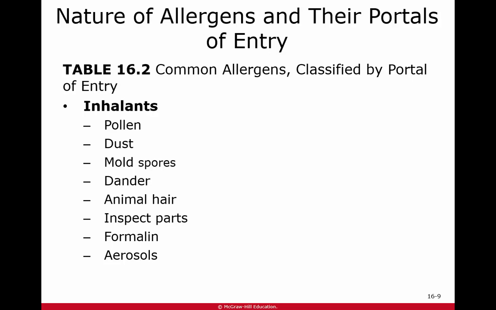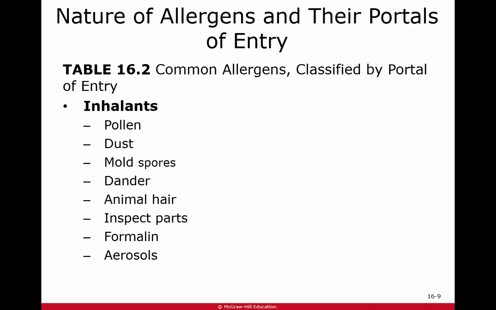So, the first portal of entry: these are the allergens considered to be type 1 inhalants. Obviously, these are things that enter through your nasal cavity. We think of things found circulating in the air, right? So pollen, dust, mold spores, dander from animals, animal hair, even insect parts, or strong chemicals like formalin and other types of aerosols, because we know that those can cause allergic reactions with asthma and things like that.